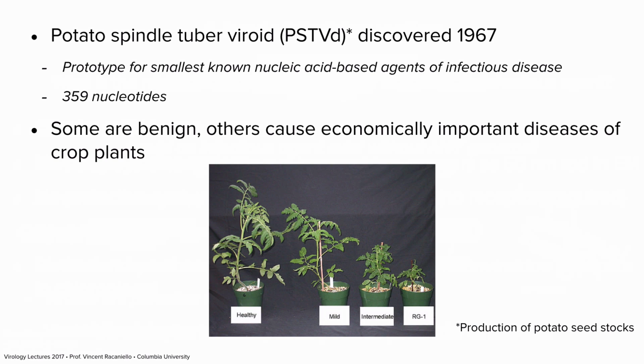So this one causes problems in potatoes. And you can see here, these are potato plants that have been infected with viroids of different severity, and you can see the healthy plant. And these viroids cause stunted growth, so they're not good for farmers, obviously. You can't have viroids.